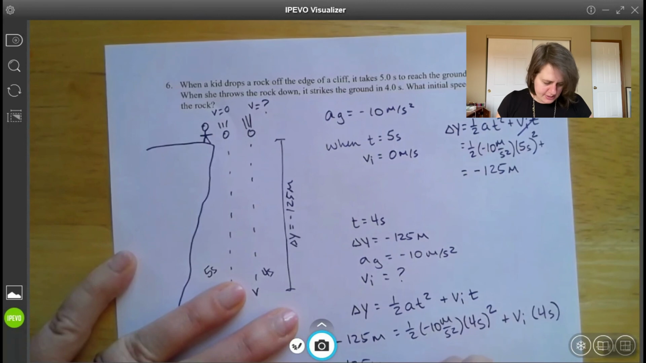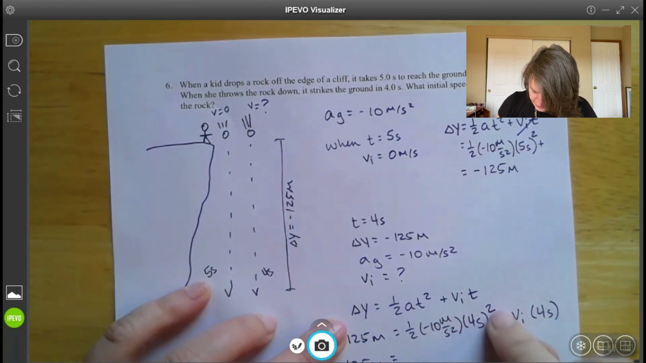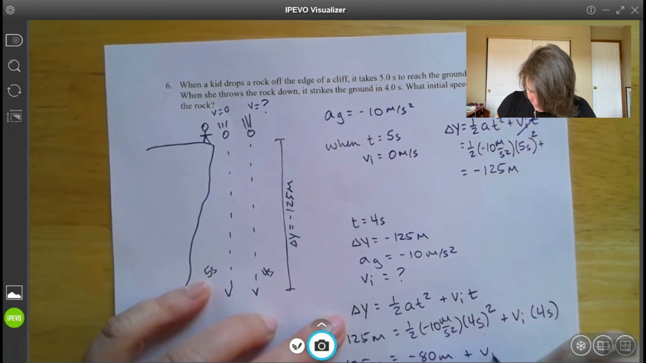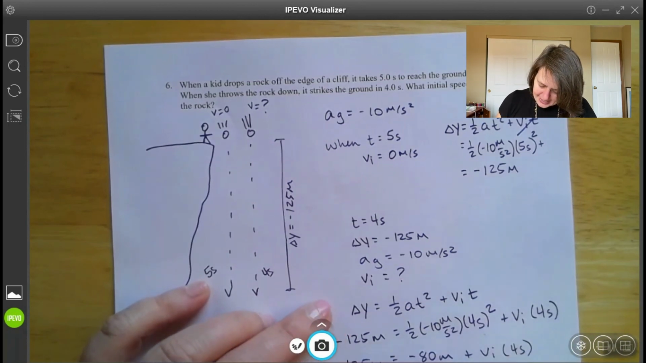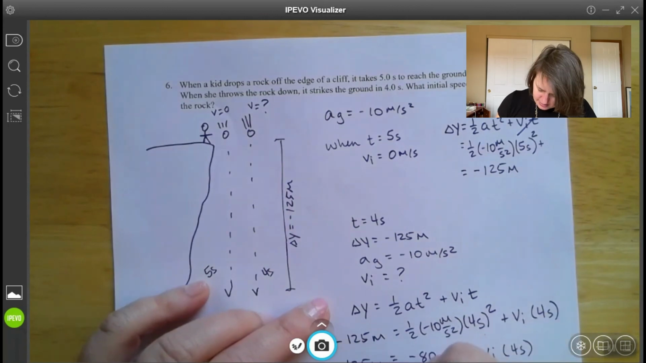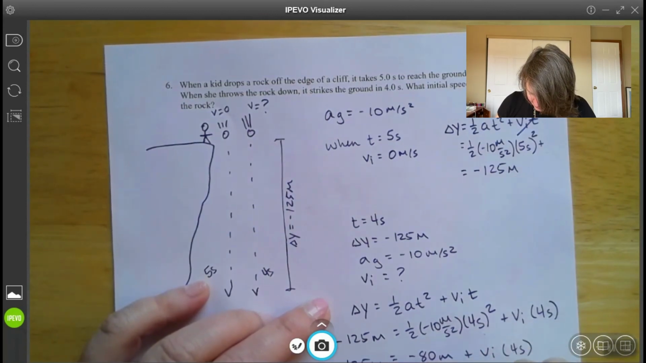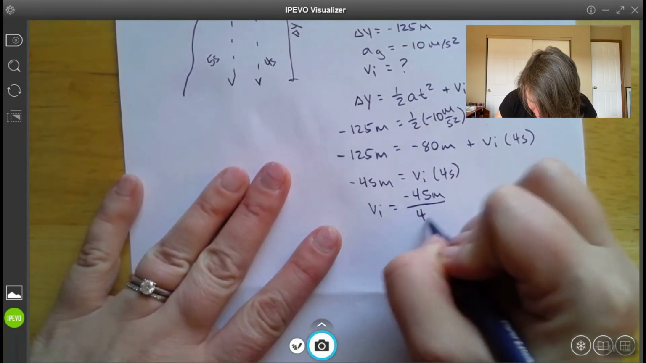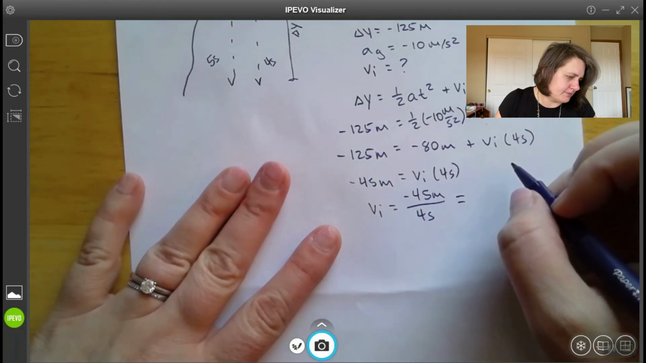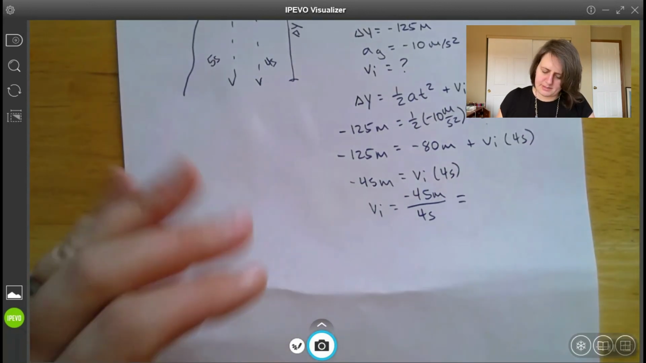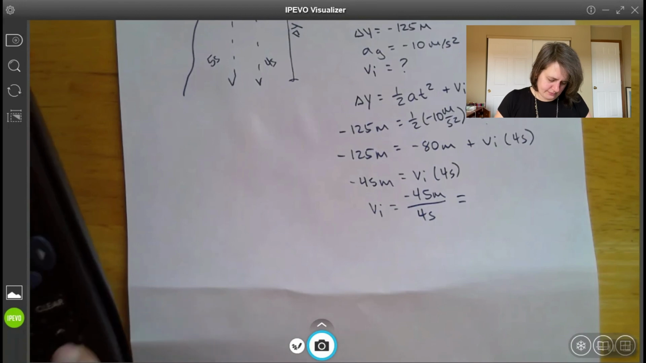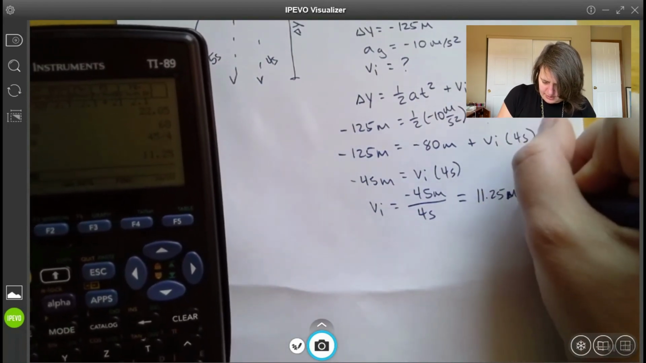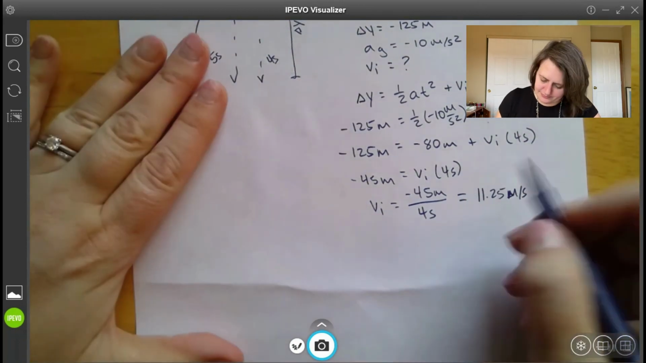Okay, minus 125 meters equals 4 times 4 is 16 times 10 is minus 160 divided by 2 is minus 80 meters plus VI times 4 seconds. If I add 80 to both sides, I'm going to end up with minus 45 meters equals VI times 4 seconds. So my initial velocity equals minus 45 meters divided by 4 seconds, which is going to give me about minus 11.25 meters per second. Pretty cool.